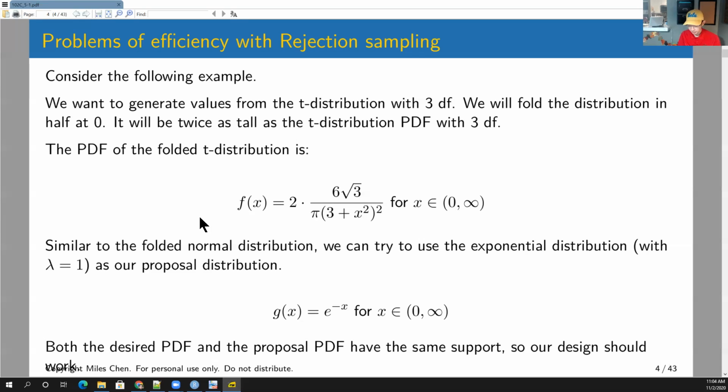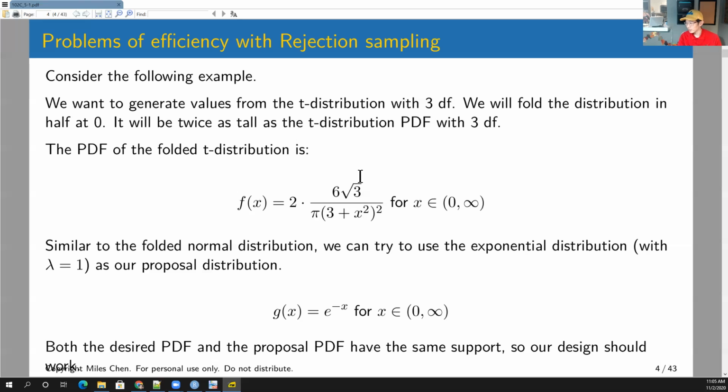Rejection sampling worked well for the normal distribution. We folded it in half, or at least generated from the folded normal distribution, then generated values from the exponential distribution and used rejection sampling. So we might say the t distribution is similar to the normal distribution, so we'll try a similar approach, but we're going to run into some problems.